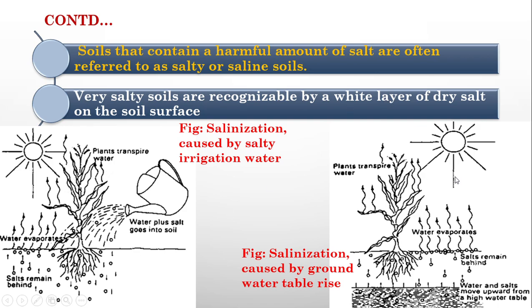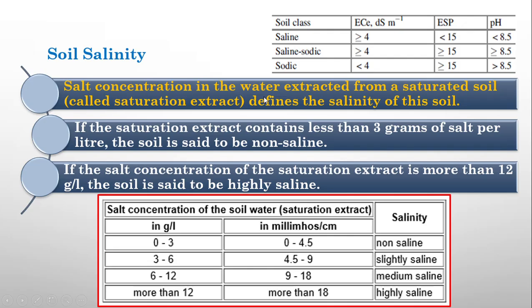And the second figure shows the salinization caused by groundwater table rise. Again, if the groundwater comes up to the root zone or the surface of the soil, it will carry the salts with it. And when this water gets evaporated or transpired, the salts will remain over the surface of the soil. So this can also cause salinization of soil. If the soil is very salty, it can be recognized by a white layer of dry salt on the soil surface.